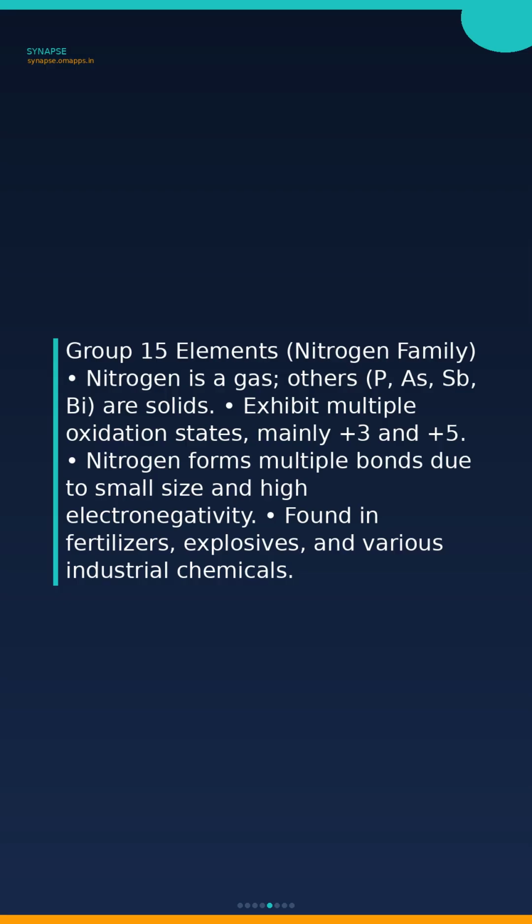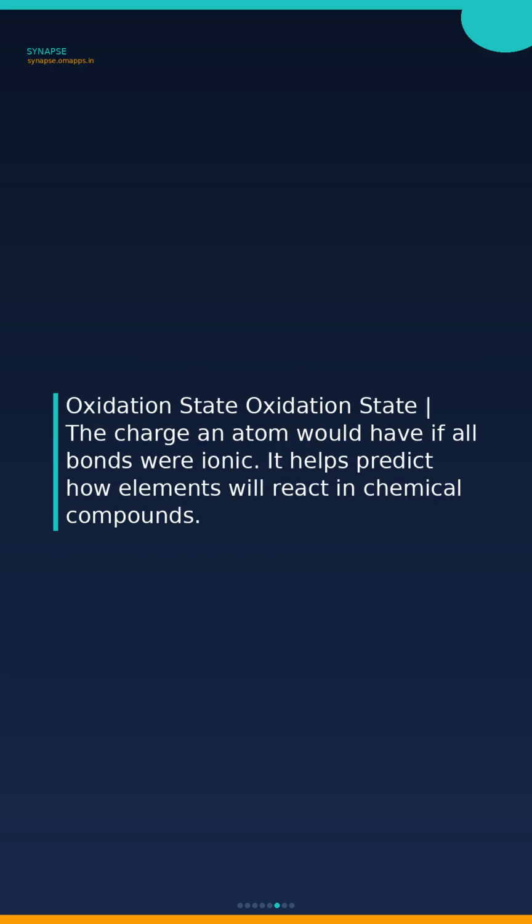Let's try a quick problem. Q. Explain why nitrogen does not form pentahalides while phosphorus does. Ans. Nitrogen lacks d orbitals to expand its octet, whereas phosphorus has available d orbitals. This allows phosphorus to accommodate more atoms and form pentahalides.